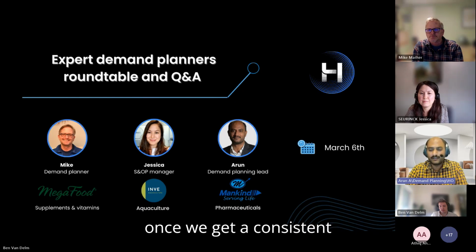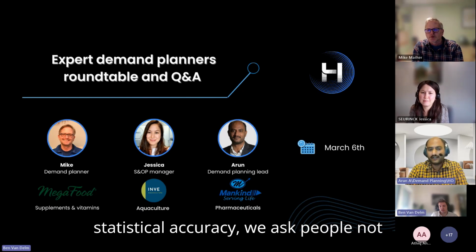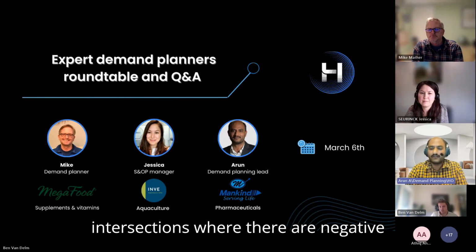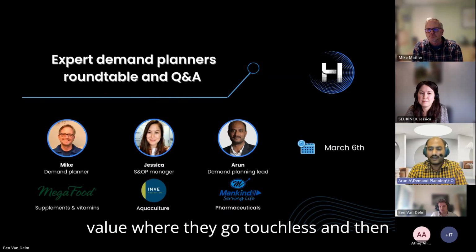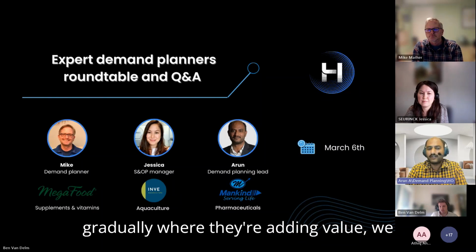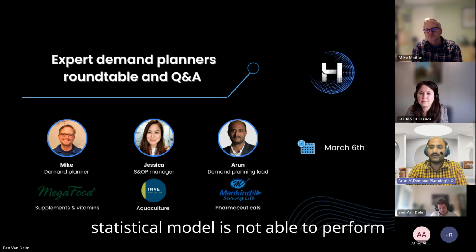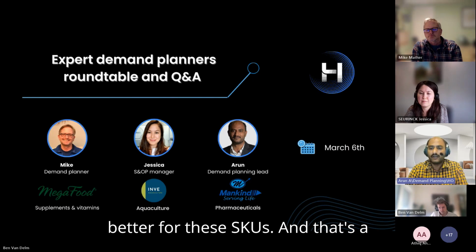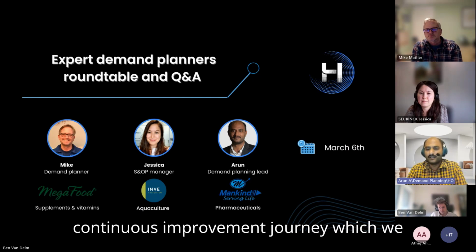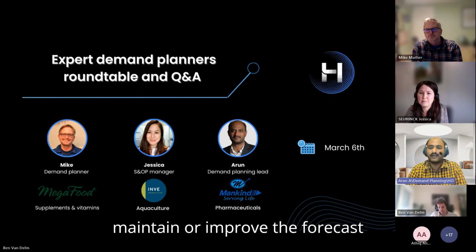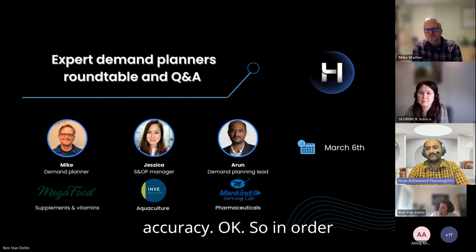And once we get a consistent statistical accuracy, we ask people to go touchless, right? So on those intersections where there is negative value add, they go touchless. And then gradually where they are adding value, we do an RCA and find out why the statistical model is not able to perform better for these SKUs. And that's a continuous improvement journey which we do within ourselves to just maintain or improve the forecast accuracy.